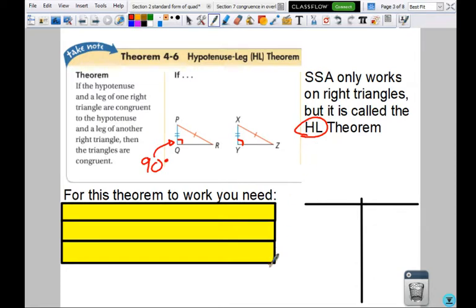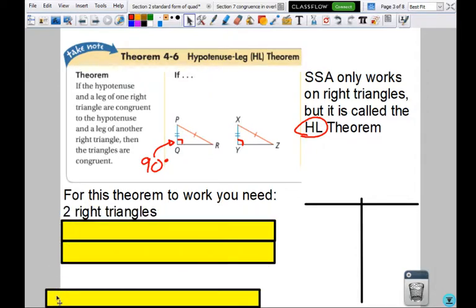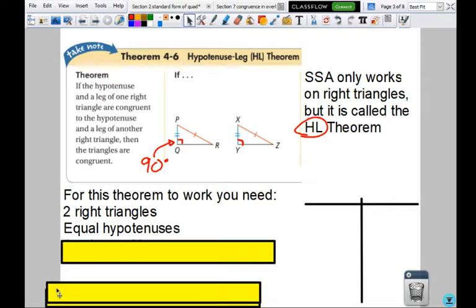To use HL, it stands for hypotenuse leg. Because if we're going to look at side-side angle or hypotenuse leg, we need 3 things. Like before, we would say we have a side and then an angle and then a side. Or we'd have a side and then side and then side. For these, I need 3 things. I need to show that I have 2 right triangles.